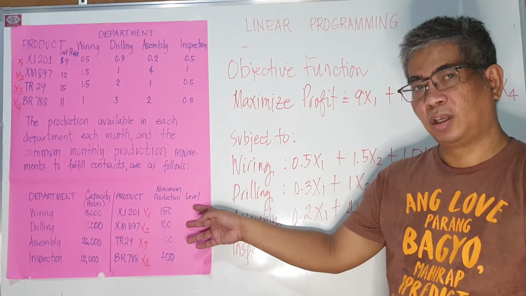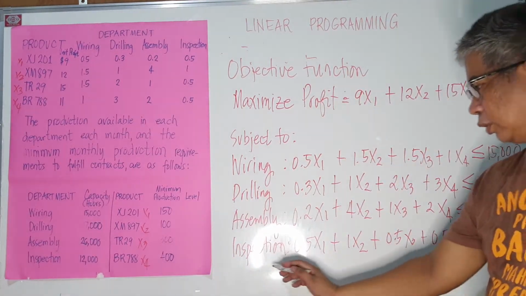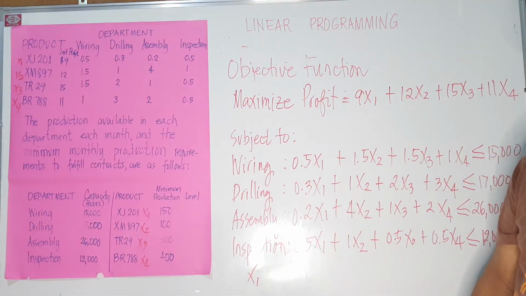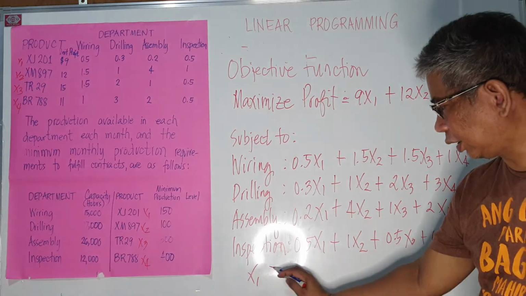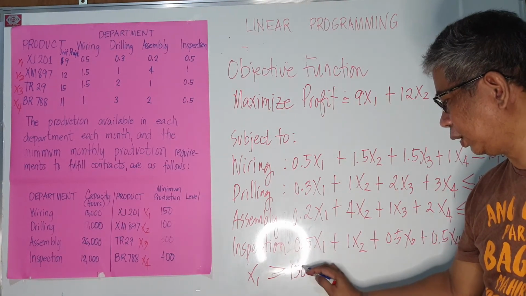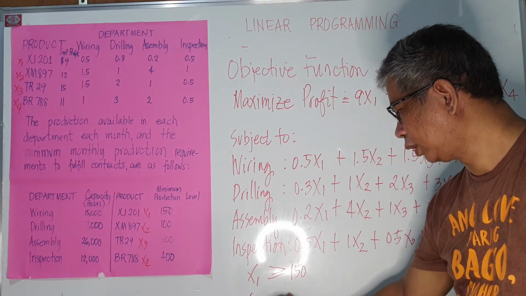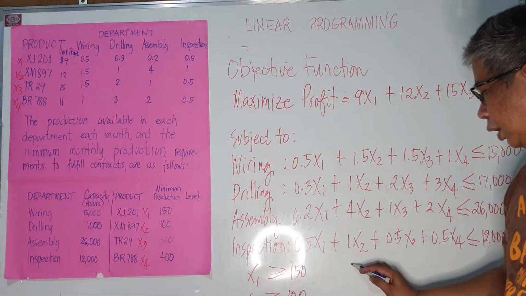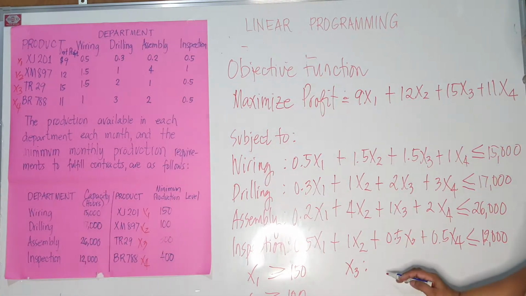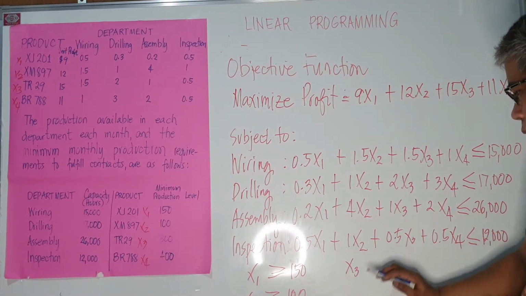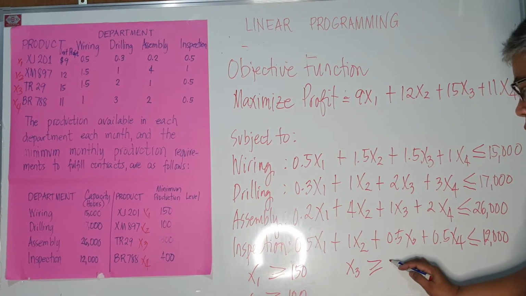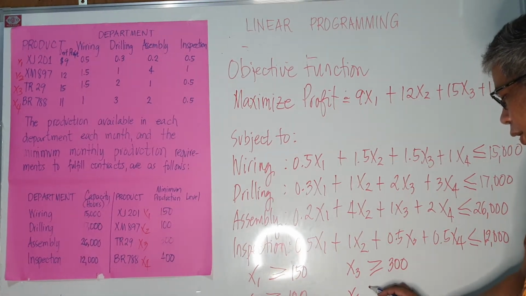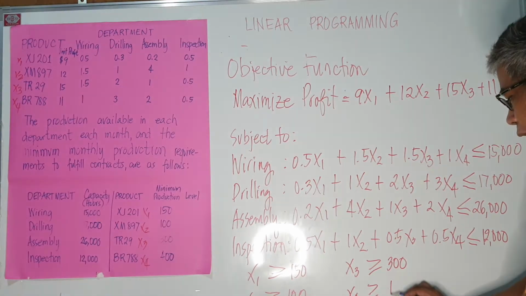Ano yun? Ito. Minimum production level. So therefore, X1 should not be lower than 150. So dapat greater than or equal to 150. X2, dapat ang ma-produce natin ay greater than or equal to 100. X3, greater than or equal to 300. Then X4 ay greater than or equal to 400.